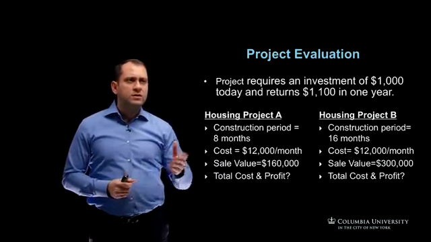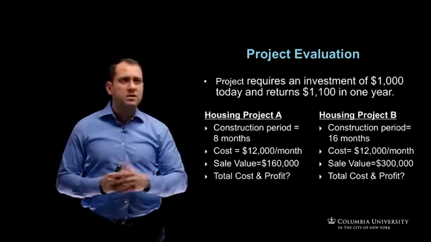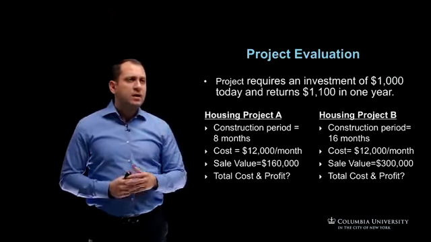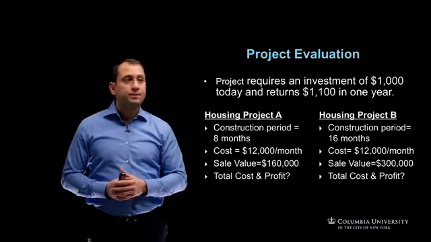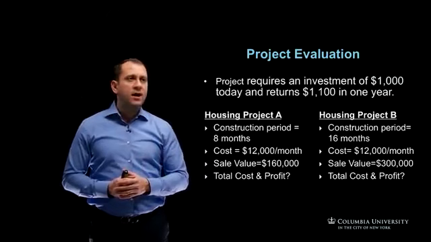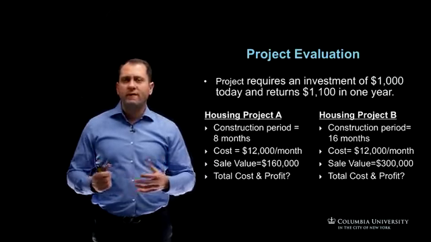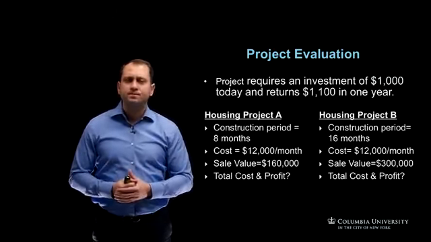Let's say the costs per month might be the same, $12,000 per month for A and B. The sale value for project A, let's say $160,000, and for B, $300,000. What's the total cost? What's the profit for each one? Which one do we want to proceed with?